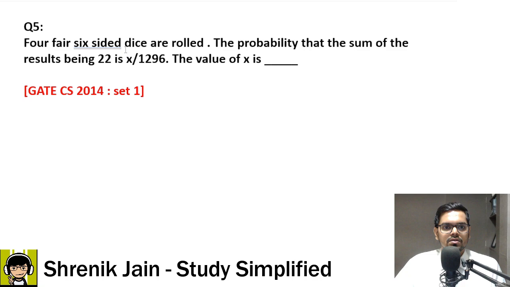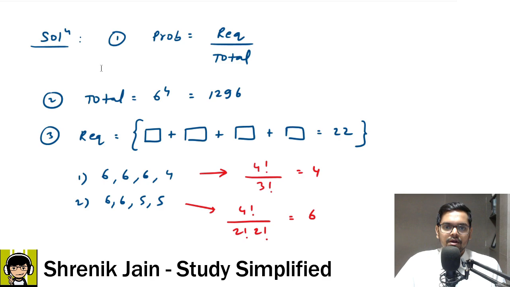4 fair 6-sided dice are rolled. So 6 to the power 4 is the total cases, right? And then they need the requirement as the sum of the result being 22. So first die outcome plus second die plus third die plus fourth die outcome results to 22. This is what they need.